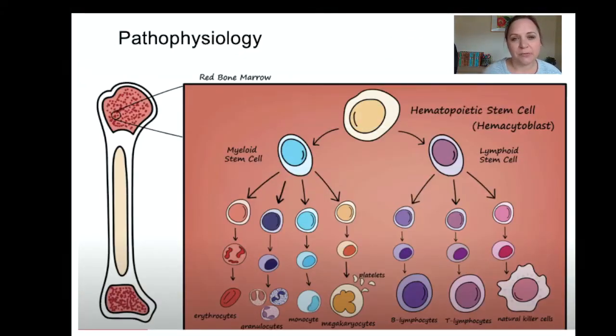So how does leukemia start? Well, we know that all blood cells start in the bone marrow. And they start as these stem cells, these non-specific cells that can morph into different things. And those stem cells can form into myeloid stem cells or lymphoid stem cells, which further differentiate into things like erythrocytes and monocytes and our B cells, T cells, and our natural killer cells.